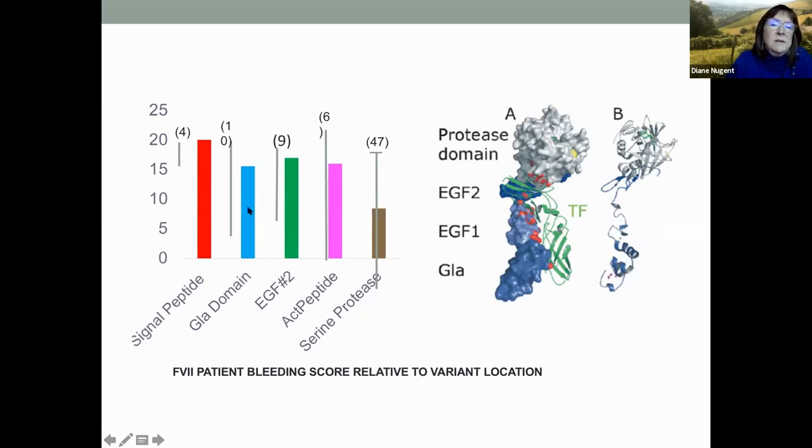But look at here, this is lower than we thought. This is the majority of factor 7 patients; they actually have a mild to moderate score. And that's in this enzymatic domain.